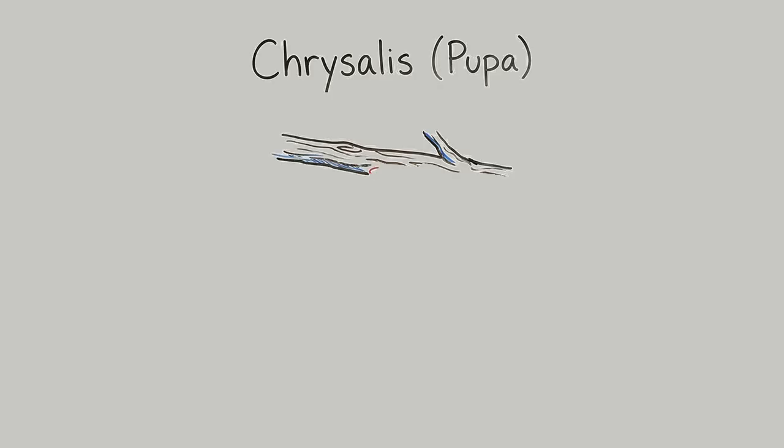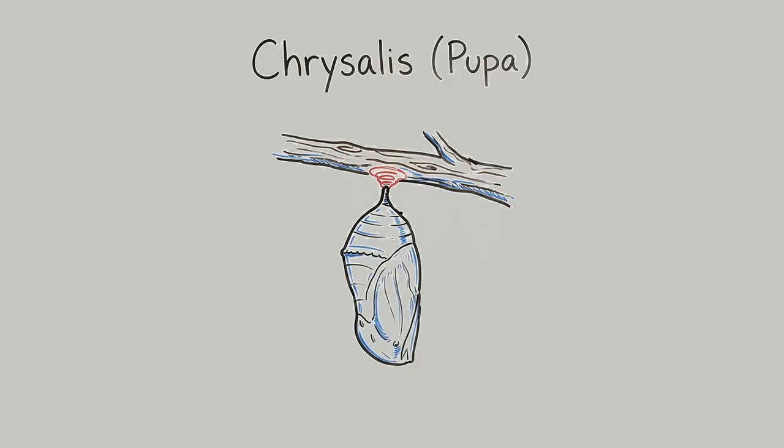Then comes the pupa stage, also called a chrysalis. The caterpillar makes a protective case around itself. Inside the chrysalis, the caterpillar changes into a butterfly.